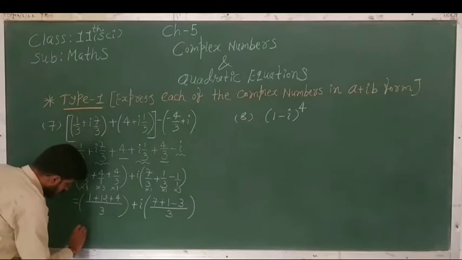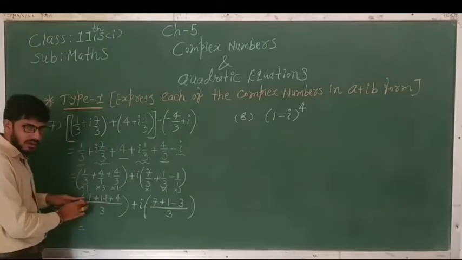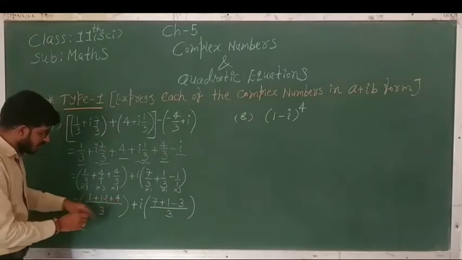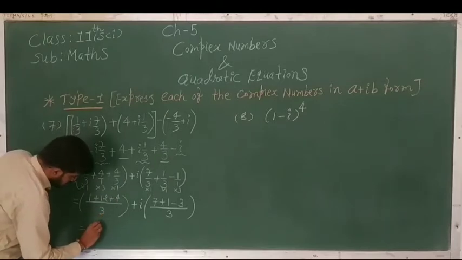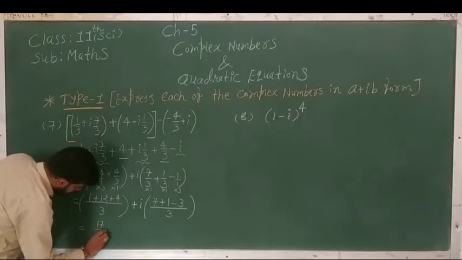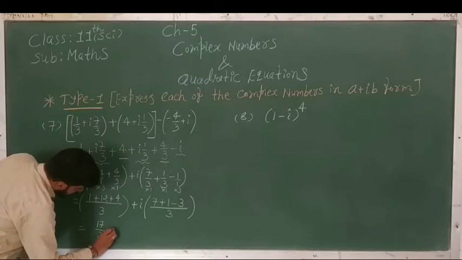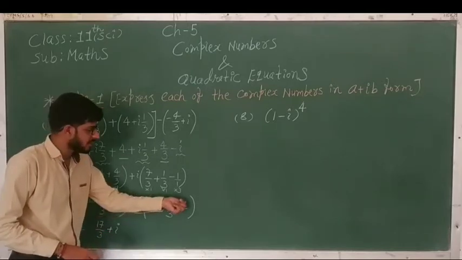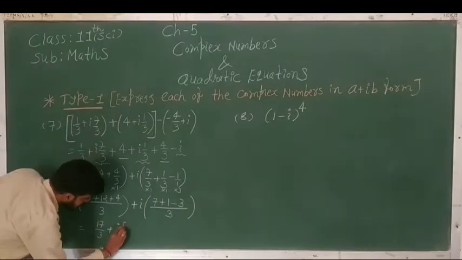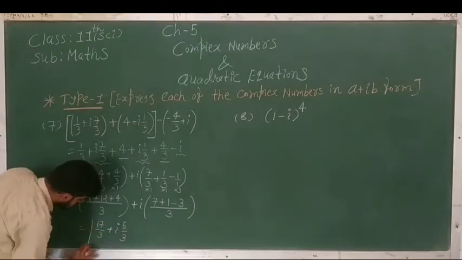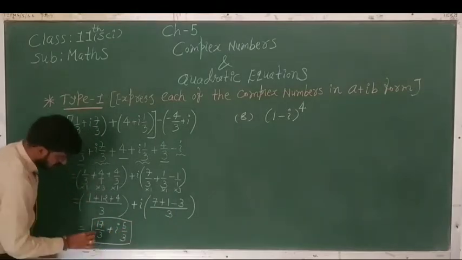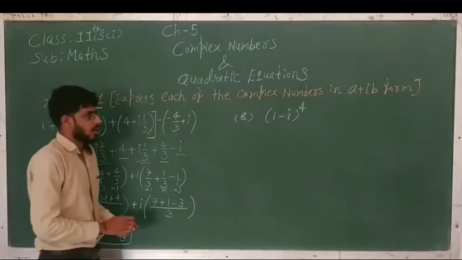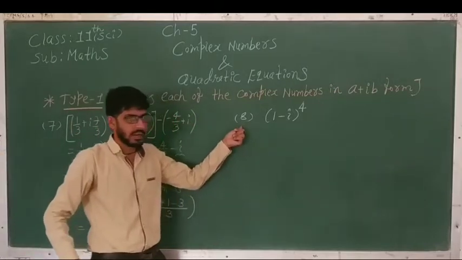Now simplify. So it gives 12 plus 1 is 13, 13 plus 4 is 17, so 17/3, plus i, 7 plus 1 is 8, 8 minus 3 is 5, so 5/3. So it gives the a + ib form. Okay. Next, question number 8.